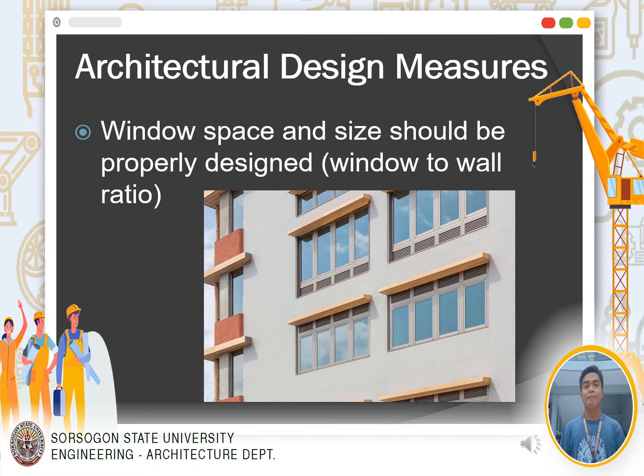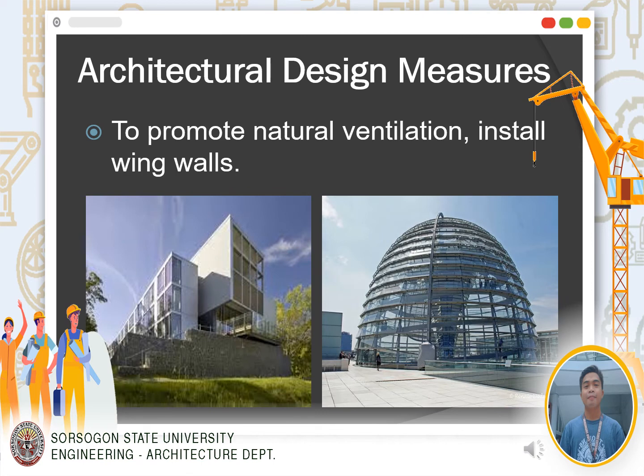Next, window space and size should be properly designed, or the window to wall ratio. Window to wall ratio is the ratio of the area of the window to that of the room facade. The unit area of the room facade indicates the area enclosed by the room height and the standard width of the bay. The natural lighting performance is better when the window to wall ratio increases. However, windows also play a critical role in terms of building thermal insulation, which needs to be carefully considered. And we have to promote natural ventilation, so install wing walls.